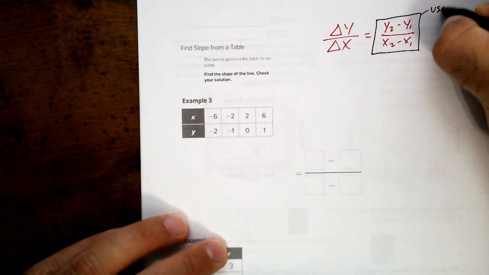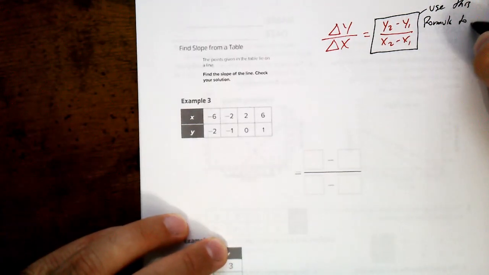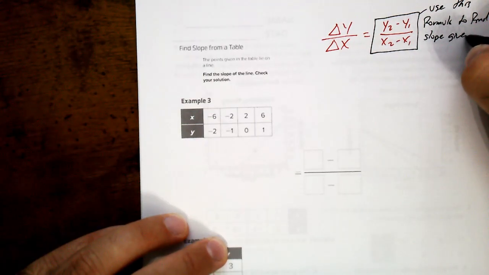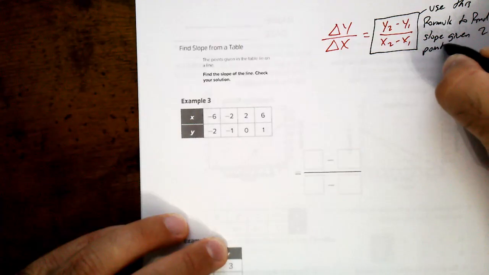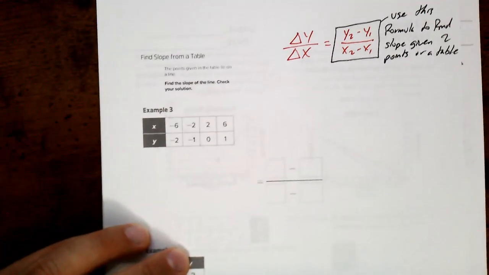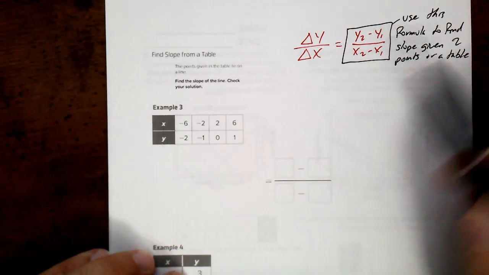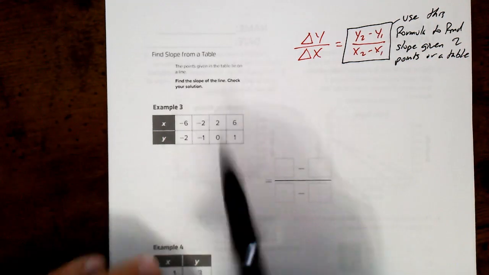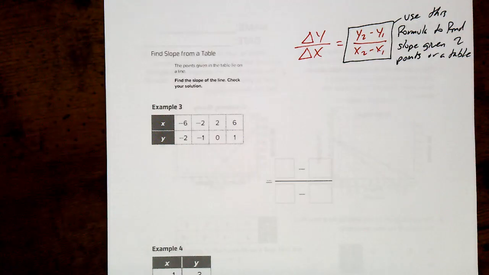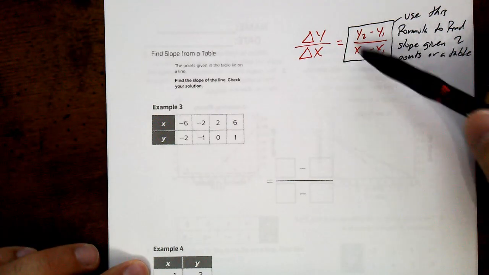You're going to use this formula to find slope given 2 points or a table. So you're going to use this formula to find slope when you're given 2 points or a table. Right now we're given a table. So what we need to do is figure out what x's and y's are we going to use.